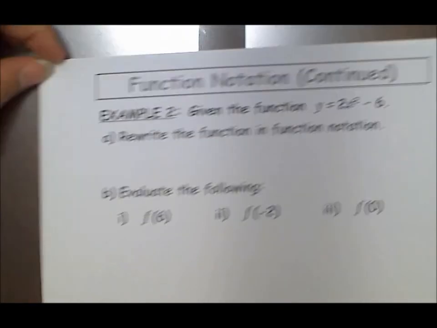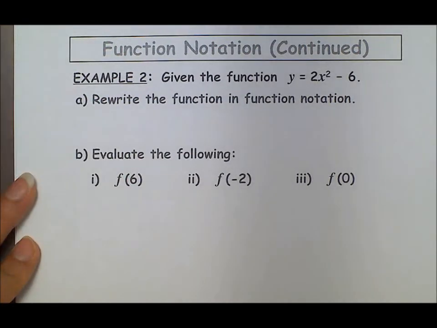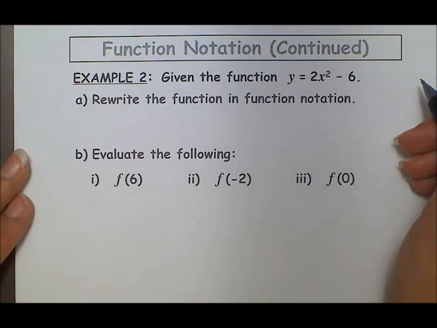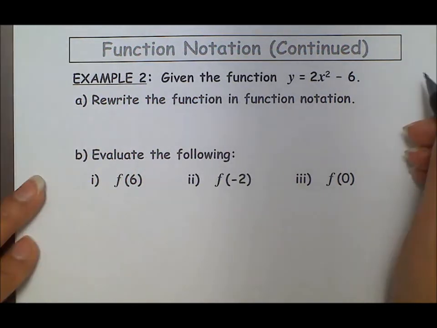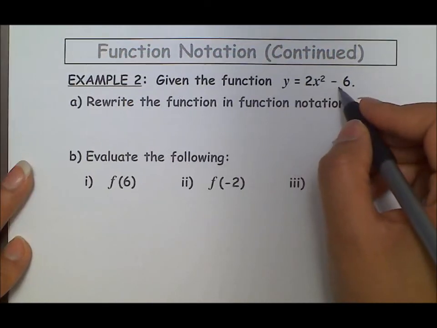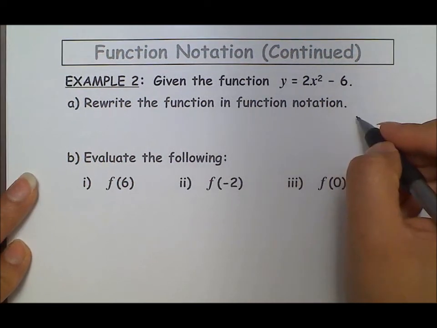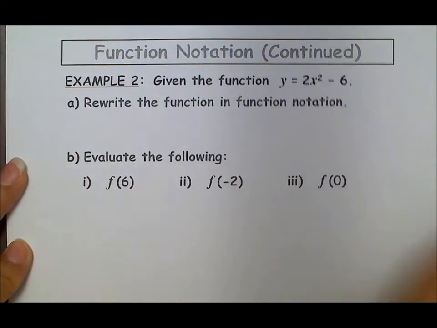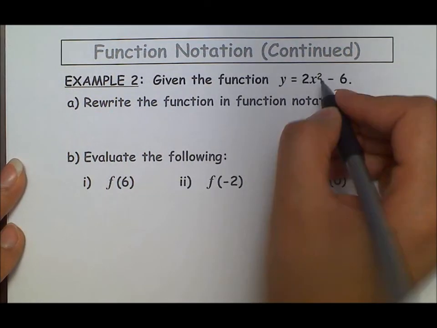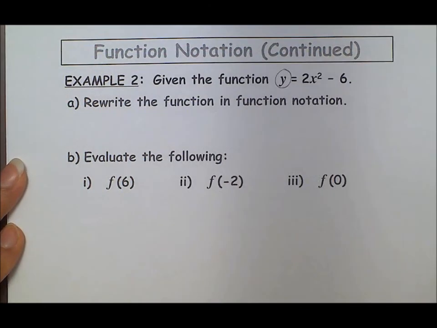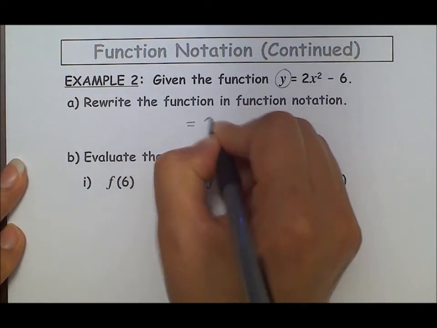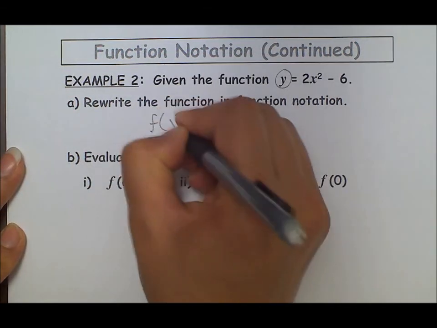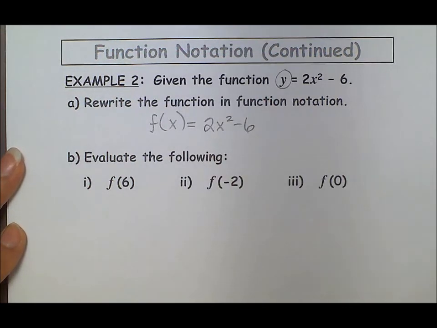Okay, so here's another example. In this example, we're going to be looking at writing the equation or the relation in function notation, and then looking at how to evaluate using it. Given the function y equals 2x squared minus 6, we're going to rewrite the function in function notation, and then we're going to evaluate it for the values of x that are given below. If I want to rewrite this in function notation, all I need to do is replace the y with f of x. So I'm going to leave the right-hand side the way it is, and I'm just going to replace the left-hand side with f of x. Now it's in function notation. That's all you need to do.